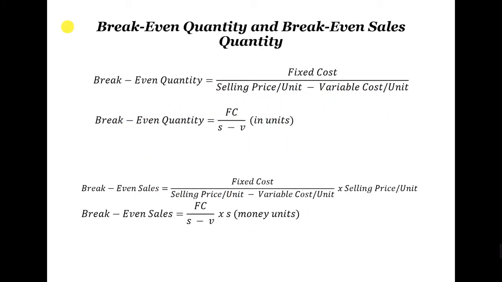Now let us proceed to break-even quantity and break-even sales. What is the difference between these two? Break-even quantity is the ratio of fixed cost to the difference between the selling price and variable cost, while the break-even sales are the value of break-even quantity multiplied by the selling price per unit. Break-even quantity is in terms of units, while the break-even sales is in terms of money.